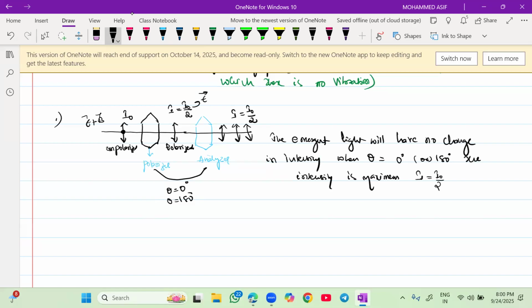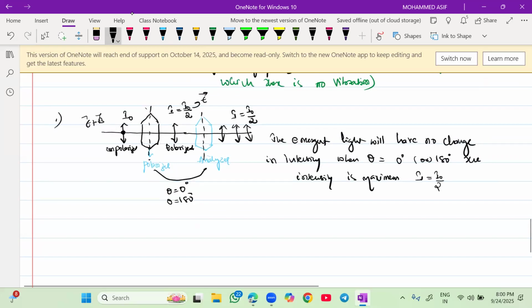Now if I change the analyzer angle, this is your angle theta, this is your axis, and this is your axis. If the angle between these two axes is 0 degrees or 180 degrees, what is the intensity? The intensity will become maximum. Am I clear?